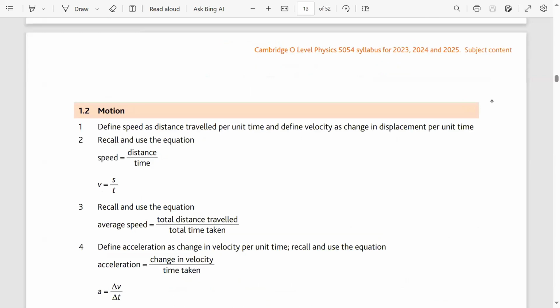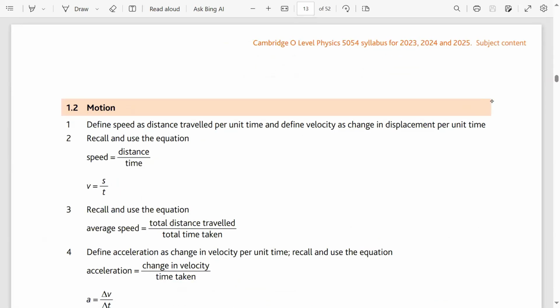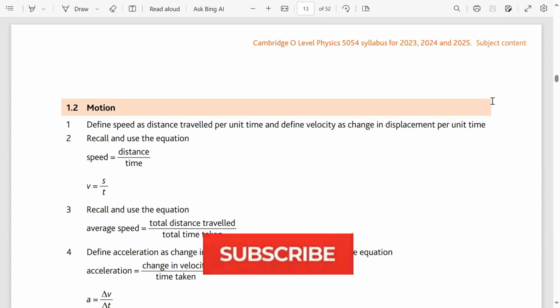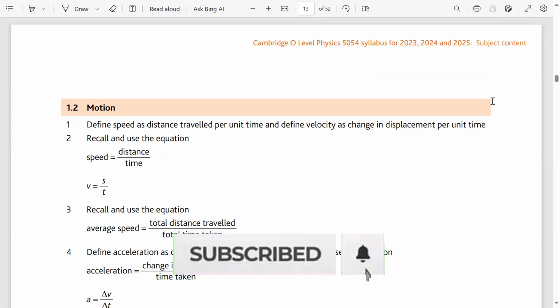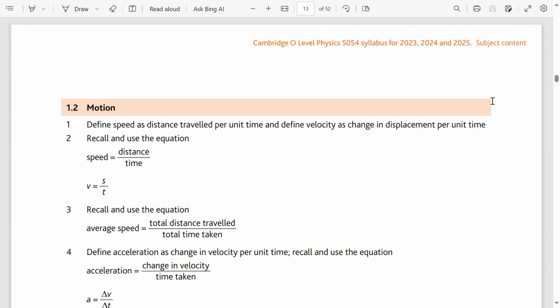Motion, right? We will talk about speed, define speed as distance traveled per unit time, and define velocity as change in displacement per unit time. Right? We will talk that speed is distance over time.